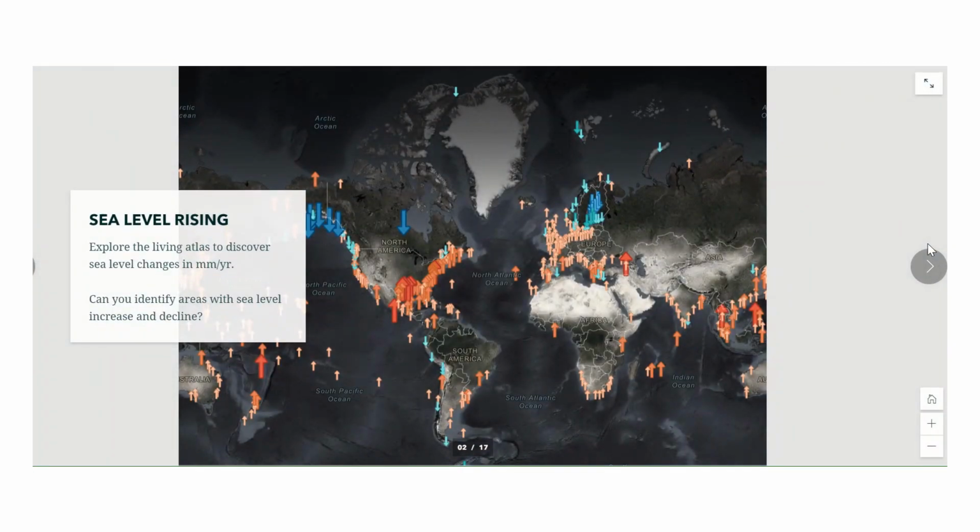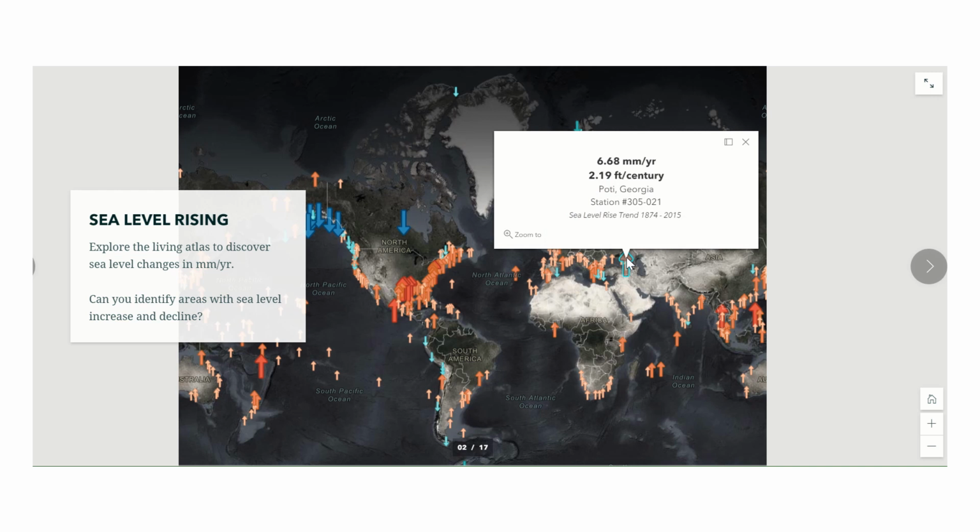Our second illustration is a map which documents sea level change. On this map, we can see places where sea level is increasing, and we can also see places where sea level is decreasing. We can use the map to explore places more particularly and the extent to which they're affected by these issues. This is an example of Poti in Georgia, where the sea level change is 6.68 millimeters per year, and we can proceed then to calculate what that would be per century.